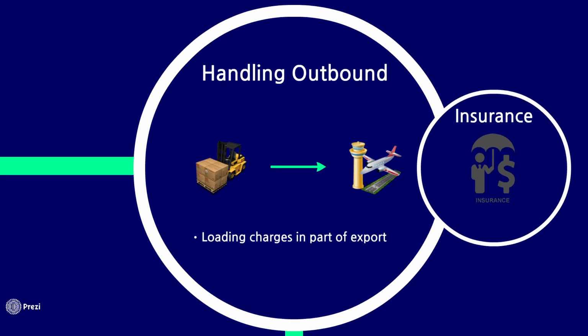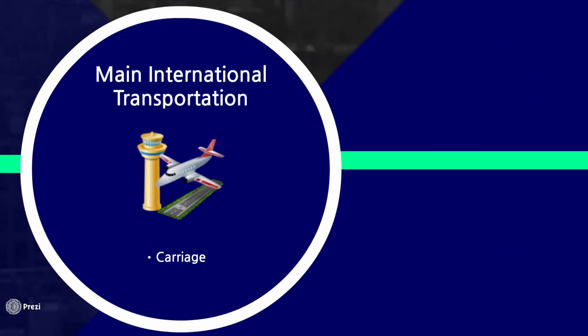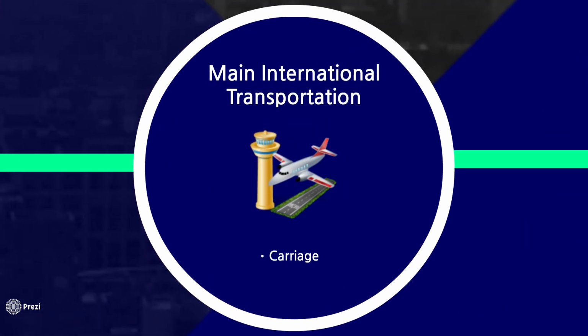Samsung has to do handling outbound. Also, Samsung must not only pay for the loading charge in part of export, but also insure. This picture explains handling outbound. Freight moves to main international transportation when the previous step is completed. In this situation, Samsung has to do this phase for carriage.